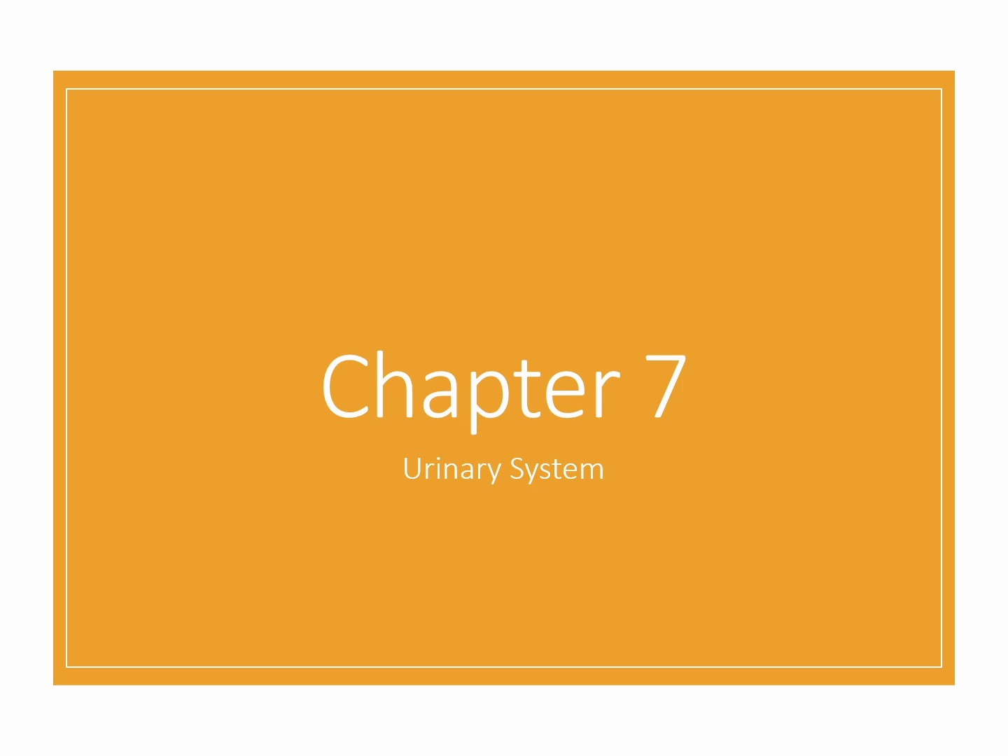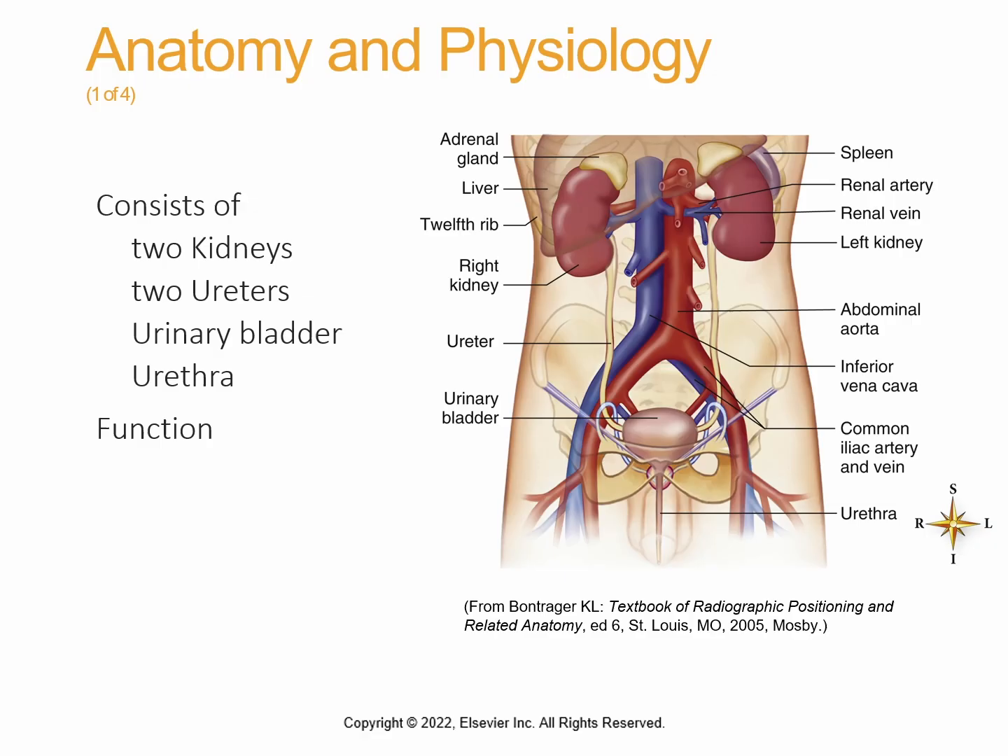Alright, the second chapter we're going to talk about this week is chapter 7, the urinary system. This is some review about A and P. So the urinary system consists of 2 kidneys, 2 ureters, a bladder, and a urethra. Its main function is to remove waste from the bloodstream for excretion and forming urine.